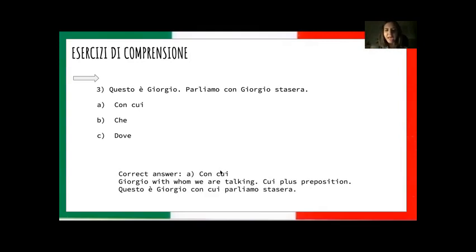So con cui, Giorgio is the person with whom we are talking. Cui plus preposition, always remember. So in this case, we're using cui because there is a preposition. Okay, very, very good. So let's move on.